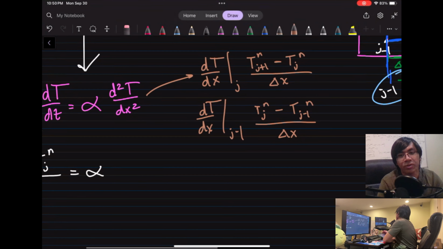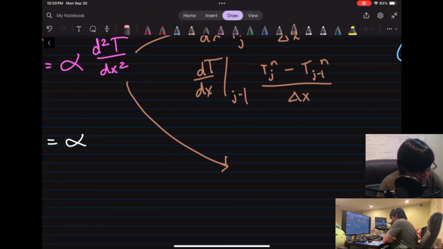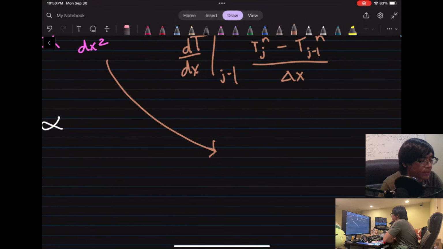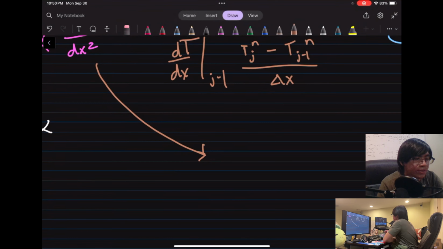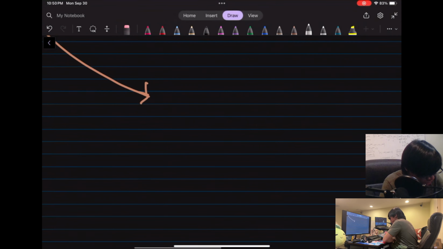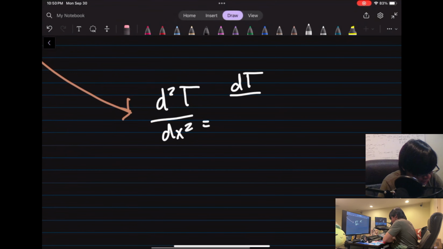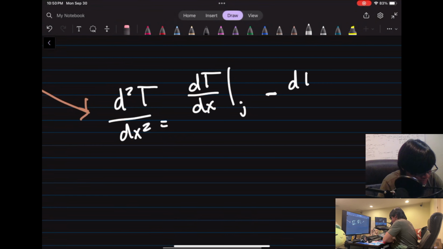So now for the second derivative, a second derivative is just the change between the two derivatives. So again, just expressing our derivative as a finite difference. I'll go ahead and rewrite it. So the second derivative with respect to position is our first derivative with respect to position evaluated at j minus our first derivative at j minus 1, over delta x.